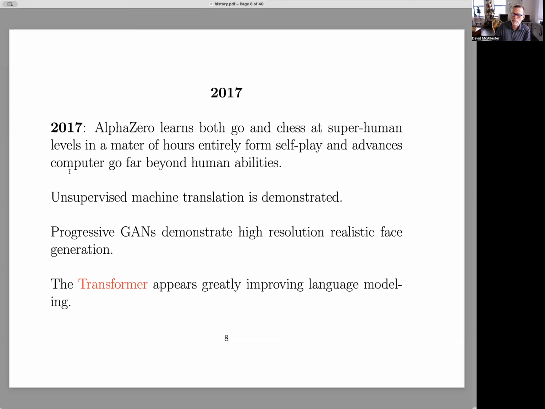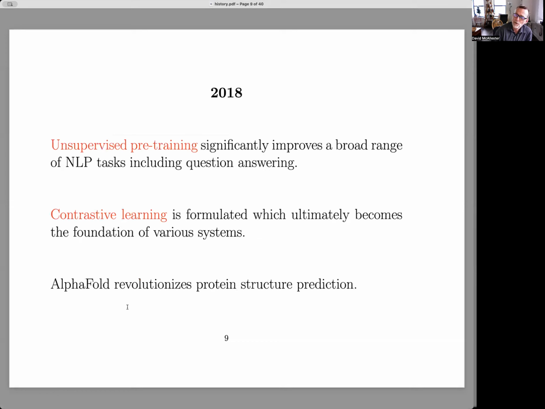The transformer appears. Now, when I first saw a talk on the transformer, I was excited. Not everybody believed it right away, but I did. The transformer, of course, is a huge development, and all of language processing and essentially much of deep learning is converted to a transformer. And of course, we'll be talking about that in detail.